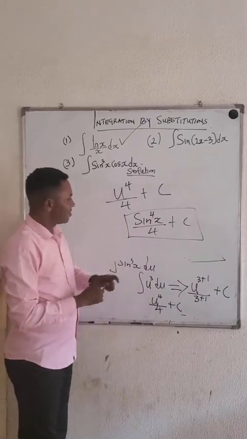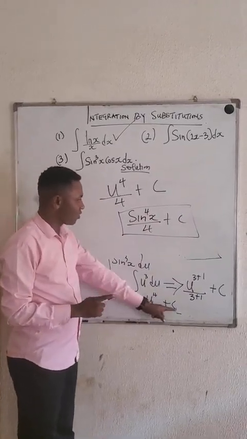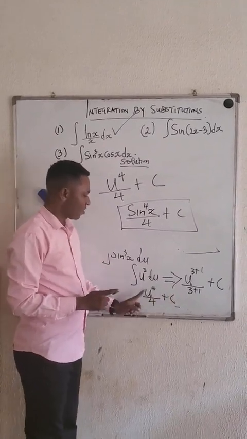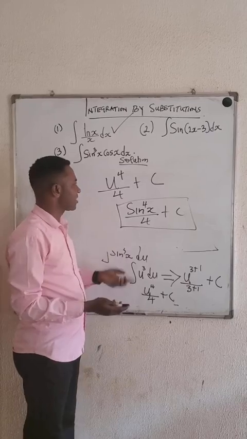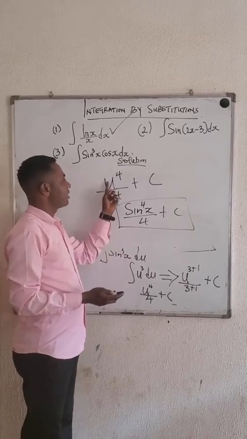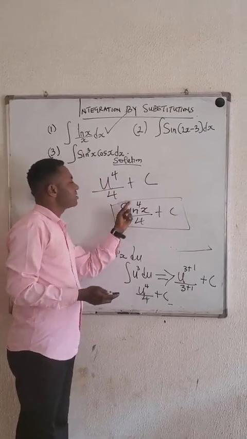Look at it again. We say u power 4 all over 4 plus c. What is u? We say u should be equal to sin x. So instead of writing u power 4 now, you can bring it to be sin 4x over 4 plus c.